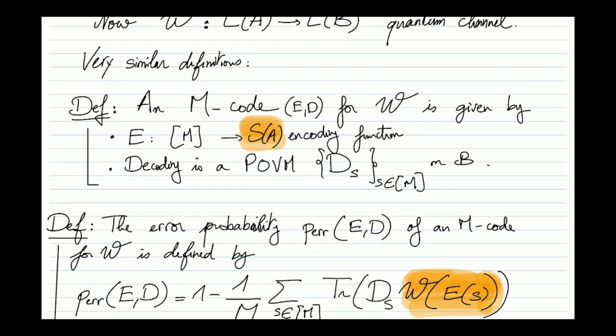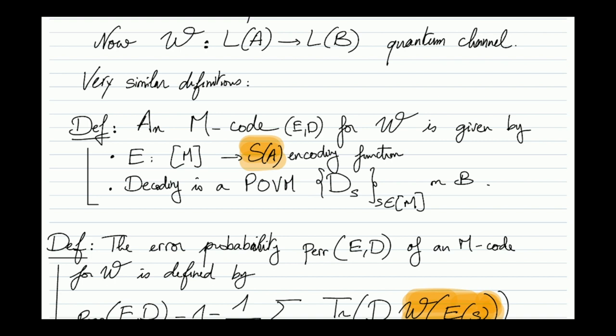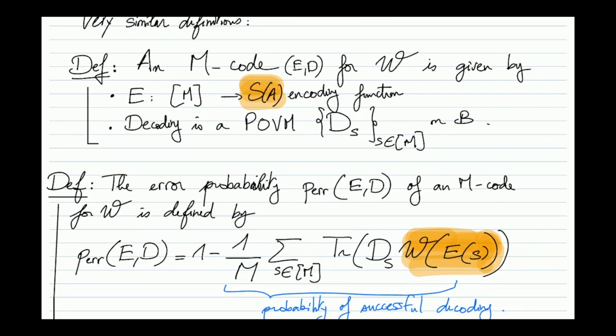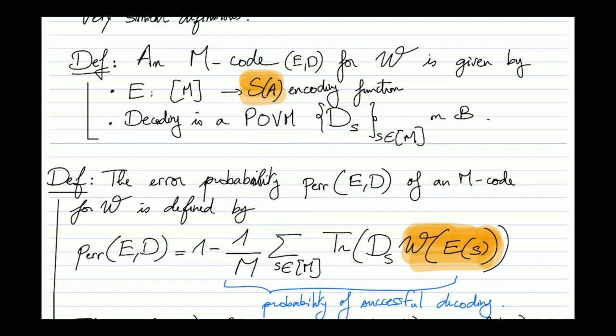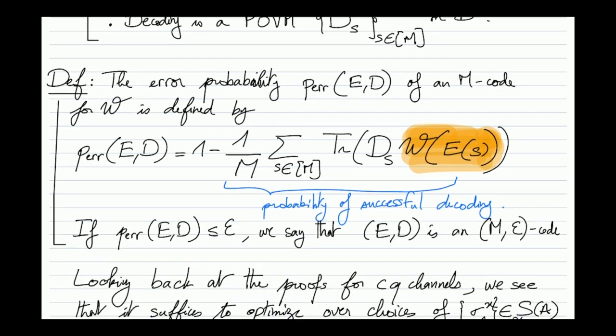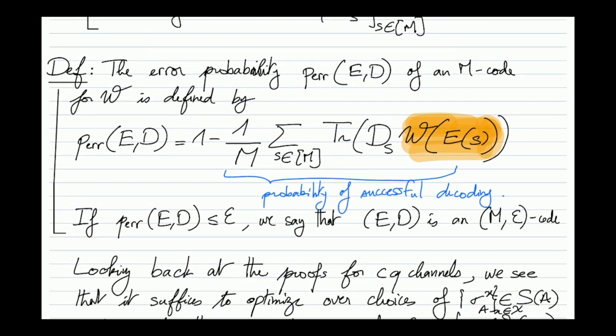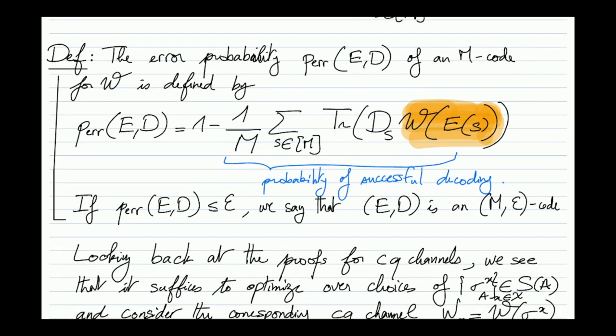You can define very similar definitions. You can define an M code in the same way. The only thing which is different is my encoding function: instead of mapping a message S to a classical input X of the channel, it now maps it to a valid quantum state, which gets into the input of the channel. For the output it is the same thing, still a POVM. The way to define the error probability is very similar. The only difference is that I apply the channel to E of S, and now E of S is a quantum state.